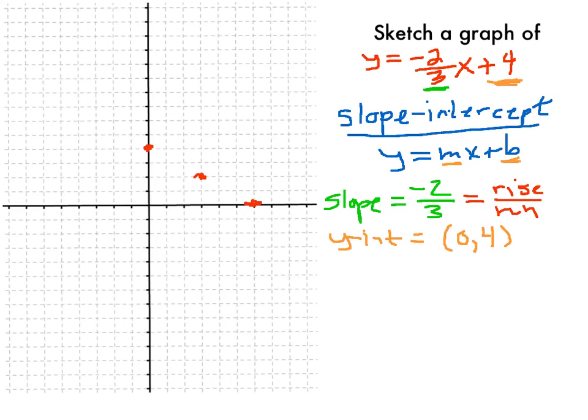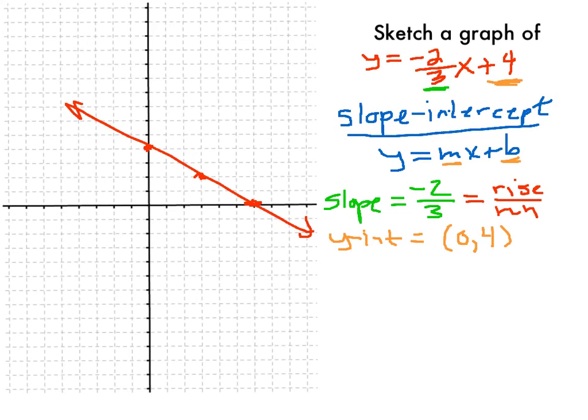And now we have enough points to connect. We actually only needed 2 points, but I wanted to get a clearer picture of what the line looked like. We can connect them, make sure we have arrows at the end, and we have a graph. We sketched a graph of -2/3 x plus 4.